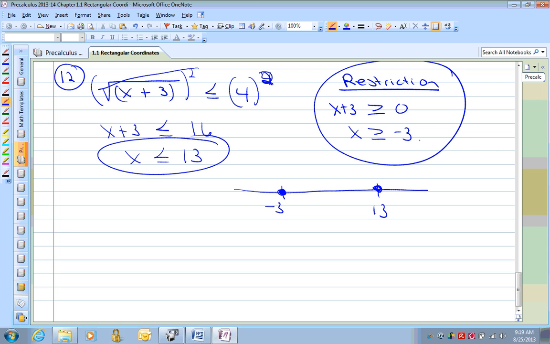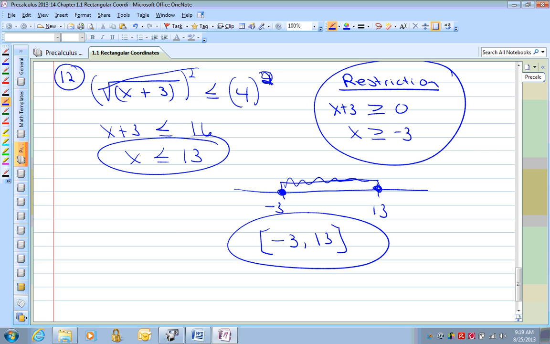This says x is greater than negative 3. This said x is less than 13. So it appears to me that all the solutions in between here will be the correct answer. So our answer will be from negative 3 to 13 inclusive, so we get hard brackets in our interval notation.